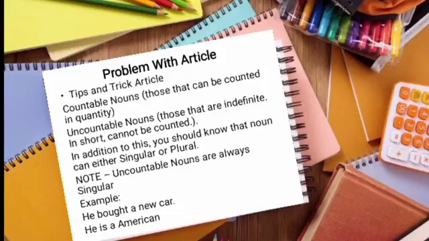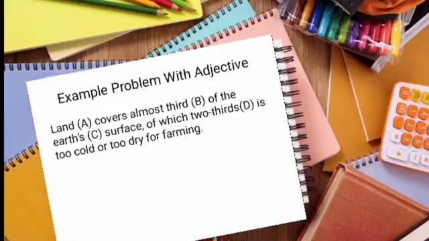Okay, thank you. I think that is enough for my explanation. For example, problem with adjective. Land covers almost a third of the earth's surface, of which two-thirds is too cold or too dry for farming. Okay, which is correct and which is false? Yeah, that's right. The answer is B, because third should be written as a third, which falls under the category of certain numeral expressions. Thank you.